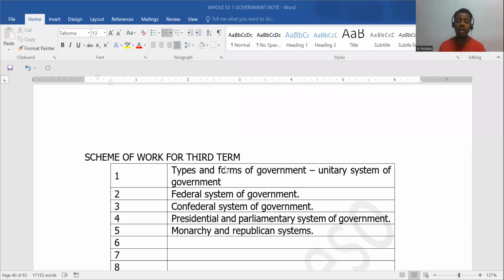So today we are jumping into third term and we are looking at the following topics: the forms of government, from unitary to republican system of government. We are going to run through all of them and break them down thoroughly for our comprehension. Right. So tag along with me as we go into this.